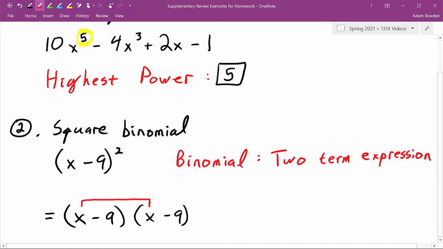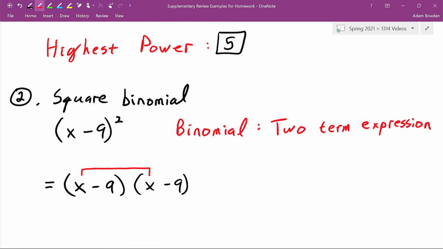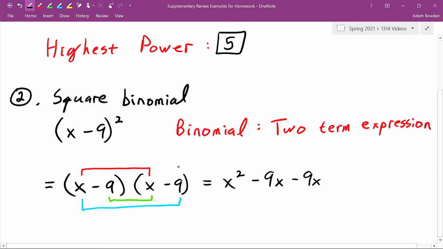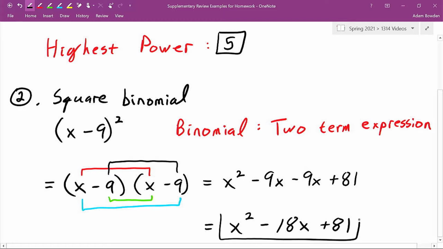We would do this one way, is to FOIL it together. So we're going to multiply the first, that'd be x squared. The outer would be negative 9x. The inner would be another negative 9x. And then the last would be negative 9 times negative 9, which is positive 81. So what this would look like is x squared minus 18x plus 81. And I have a few other examples of multiplying these together in my other review videos.